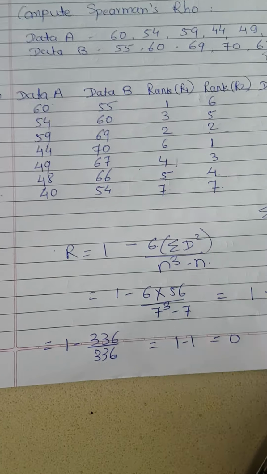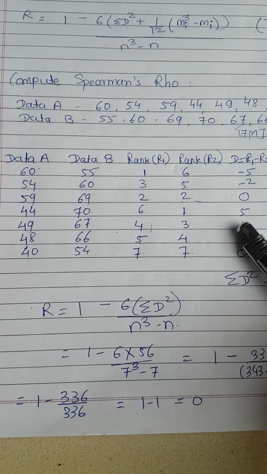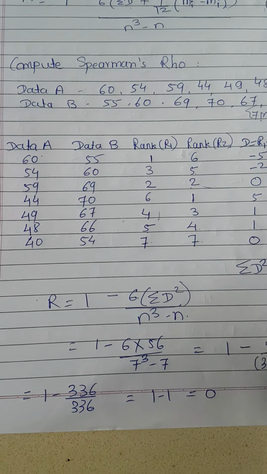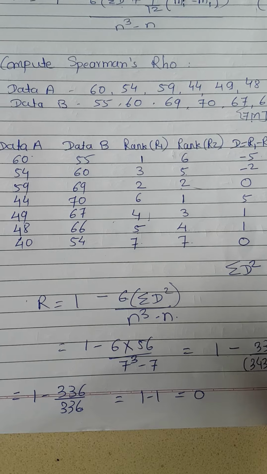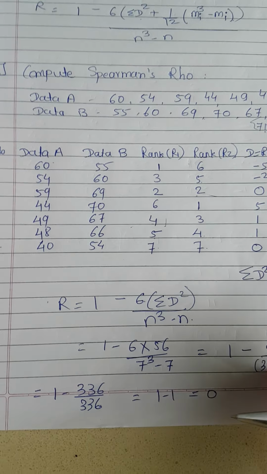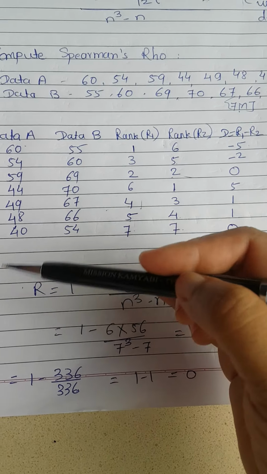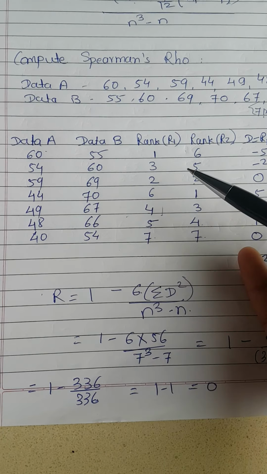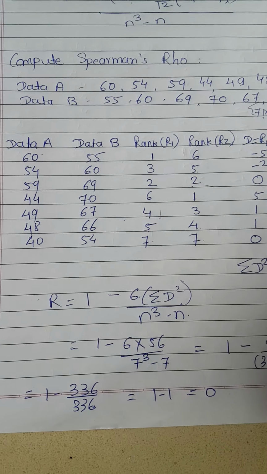One line last conclusion: in the last video also I had told you how to interpret the relationship after getting the value of the coefficient. So here the interpretation or the conclusion will be, as the coefficient value is 0, there is no correlation between data A and data B. That means for the given data, there is no correlation.